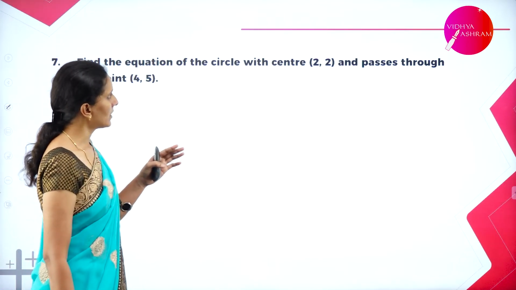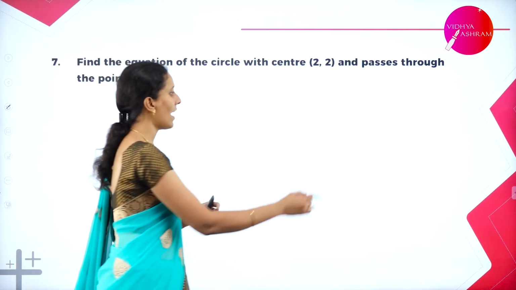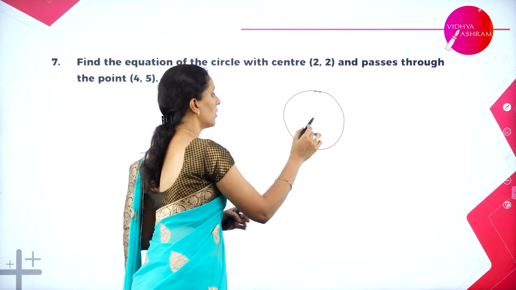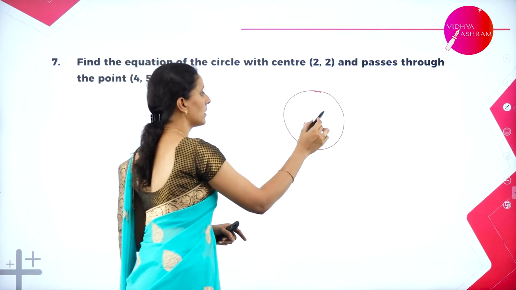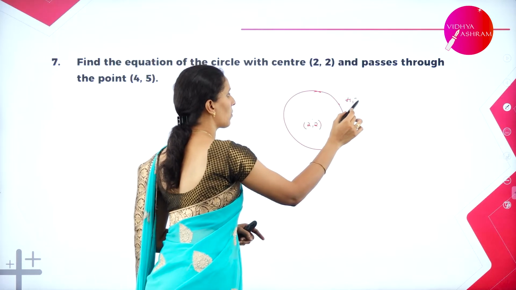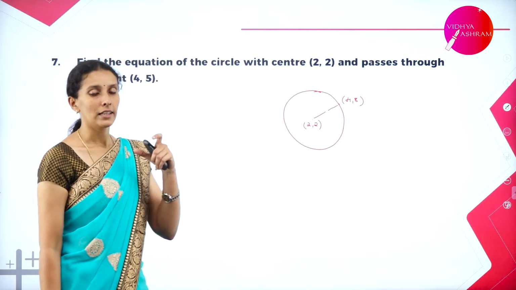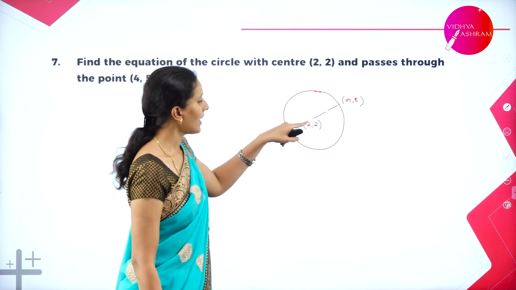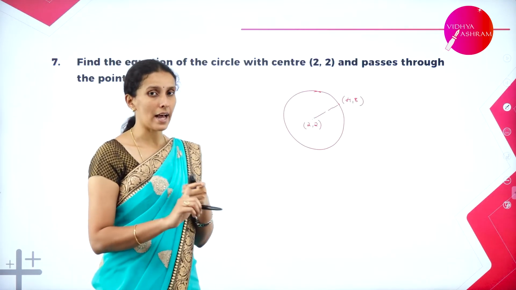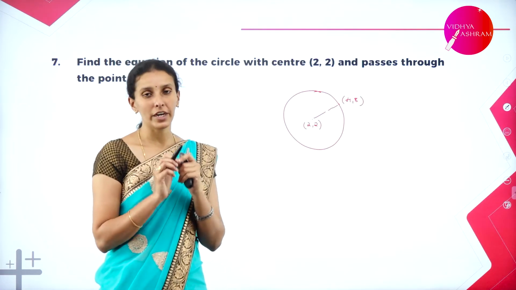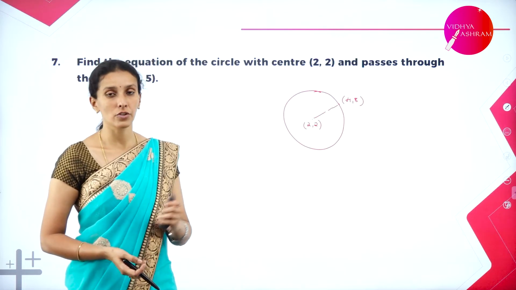Find the equation of the circle with center (2, 2) and passes through the point (4, 5). So we have a circle whose center is (2, 2) and it is passing through the point (4, 5). Let me take this point as (4, 5). This distance is the radius. So I have an equation of a circle where center is (h, k) and radius is r. But here they have given the center but the radius is not given. By applying the distance formula, I can find the radius of the circle.